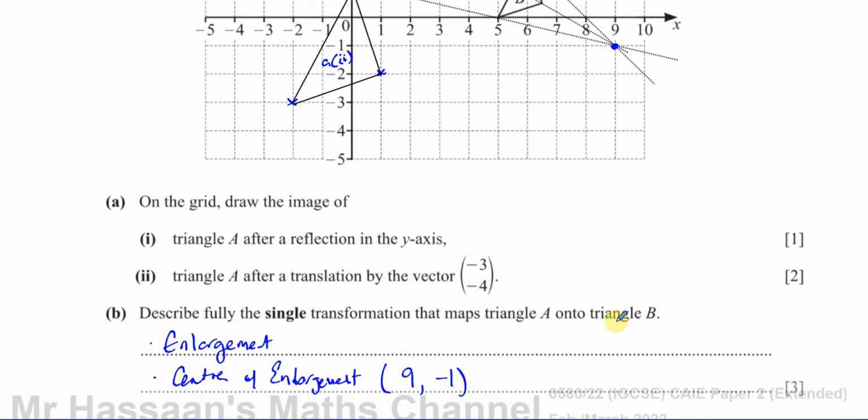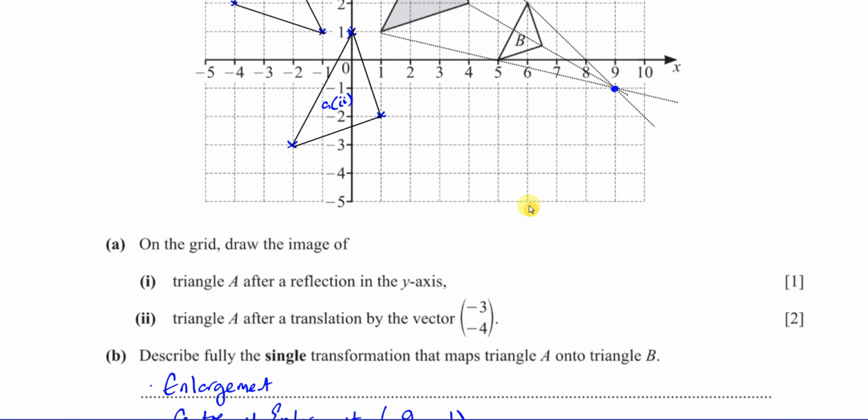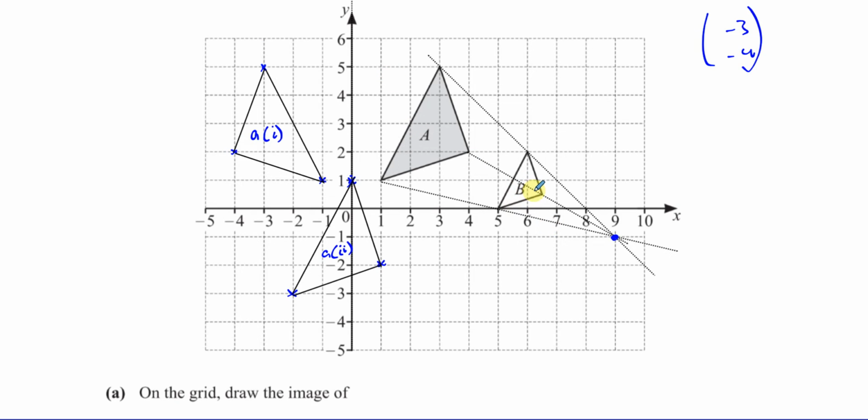And then you've got to give the scale factor of enlargement. Now the scale factor of enlargement is how much bigger the image or the object is compared to the original. Now A onto B. B is the image. A is the original, so it's got smaller. The object has got smaller. So you always take a length of the image divided by a length on the object.